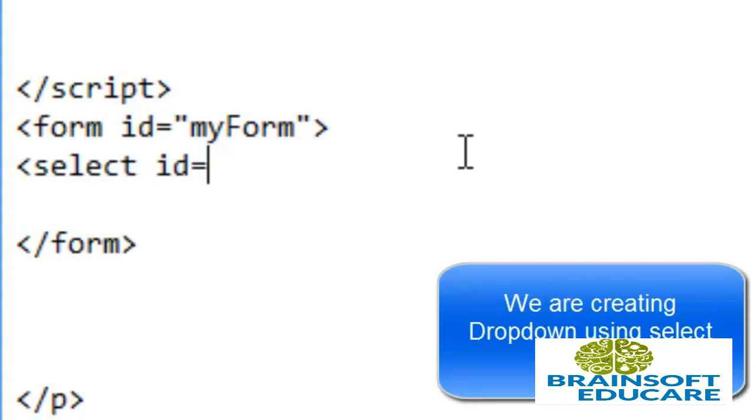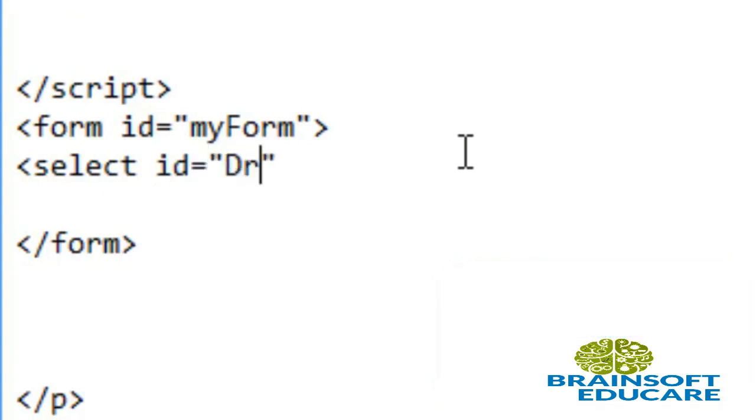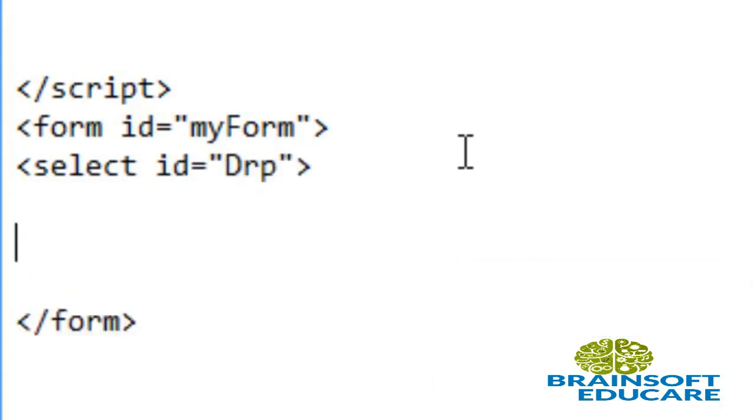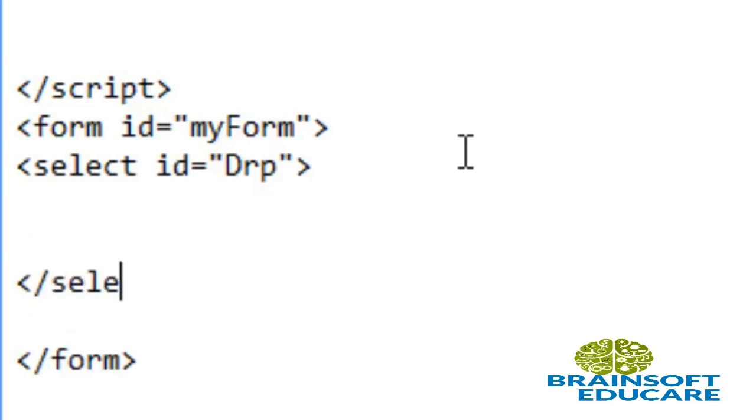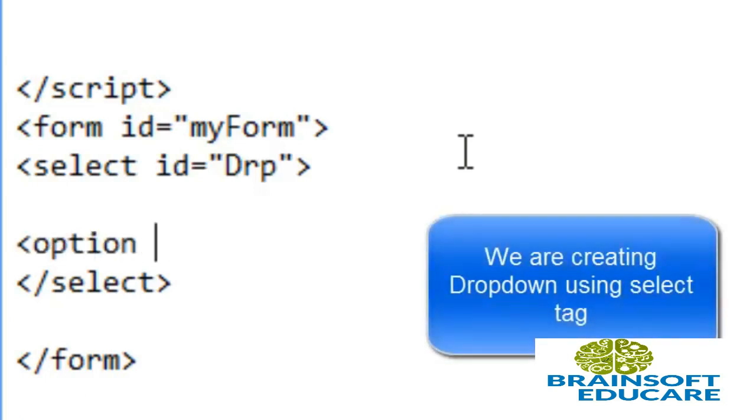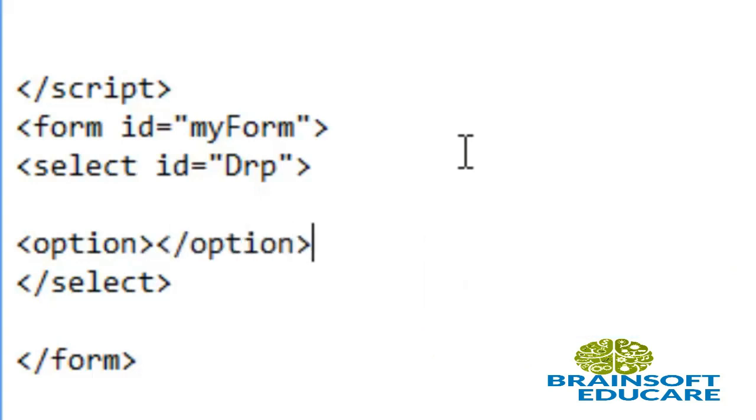I am setting ID property to DRP and completing drop-down which is select tag. Now to add options, option tag is used, and in option tag we have to pass value of option.